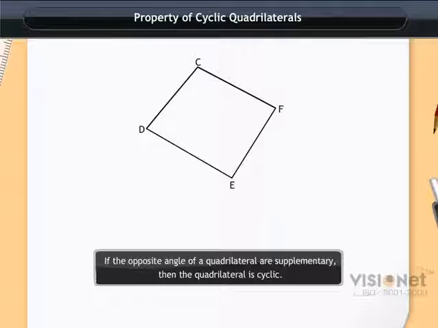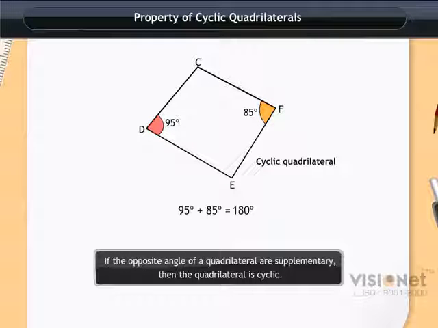For example, look at this quadrilateral CDEF. Now we mark two angles, angle D is equal to 95 degrees and angle F is equal to 85 degrees. Now let us check whether this quadrilateral is cyclic or not. For checking, we add them and we get 95 degrees plus 85 degrees is equal to 180 degrees. Since opposite angles are supplementary, hence the quadrilateral is a cyclic quadrilateral.